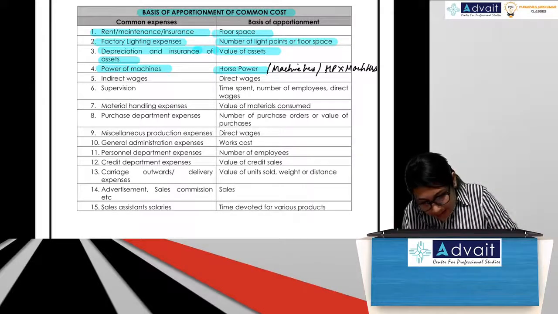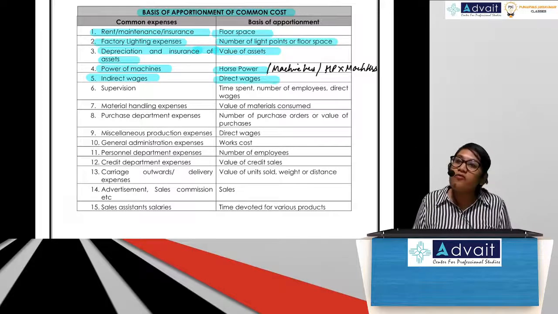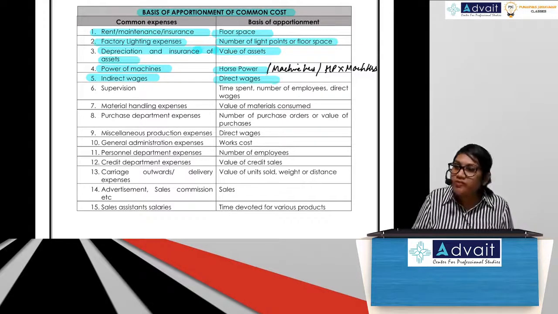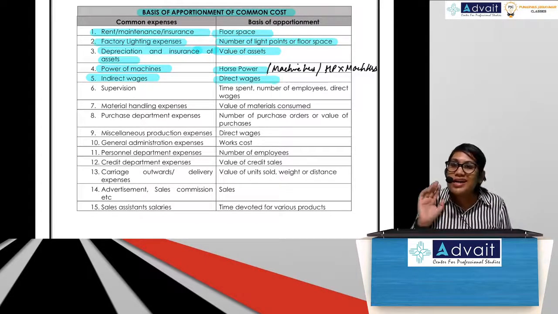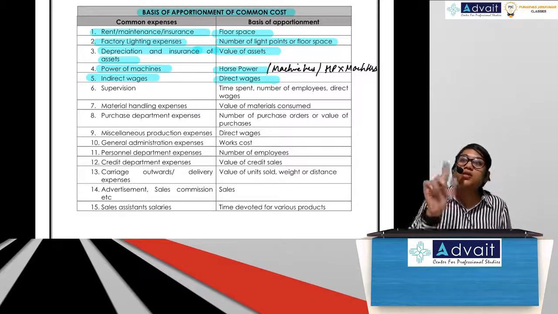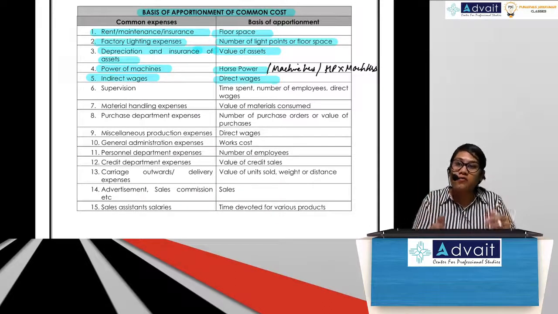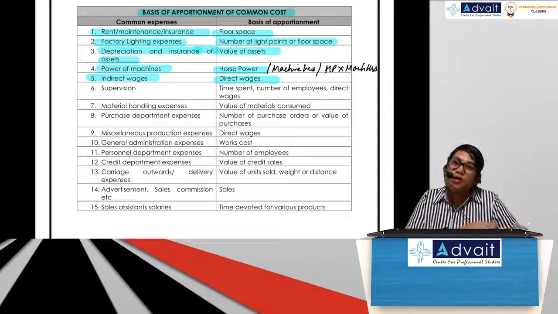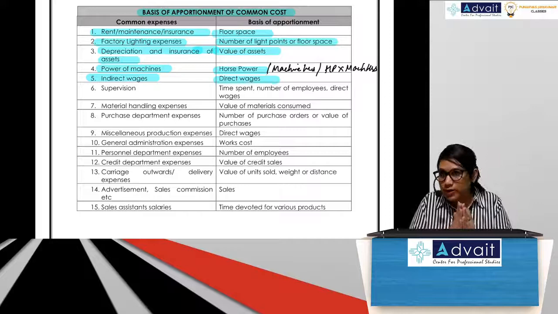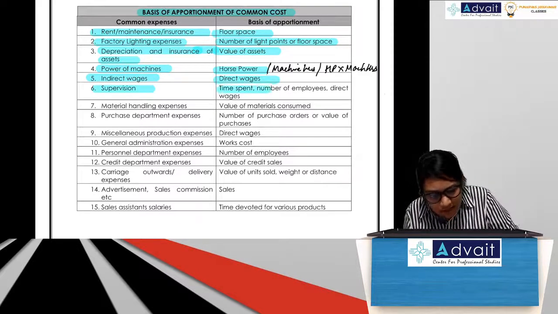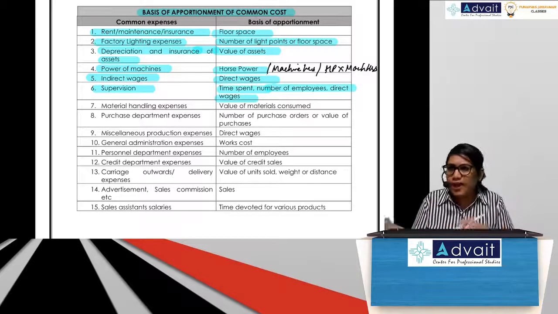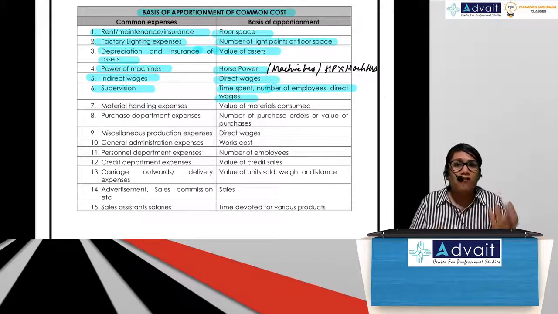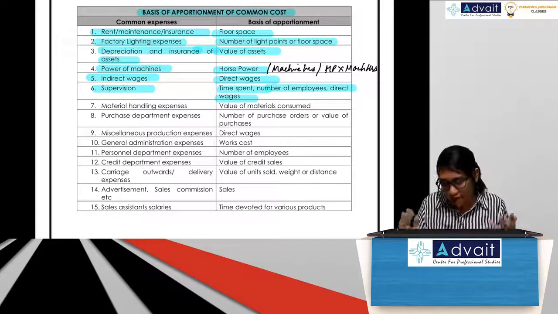Indirect wages divided on the basis of direct wages. If you see on the left hand side, all the expenses are indirect expenses, which means overheads. And these overheads, the amounts are estimated, which have to be divided between my production and service departments in the given ratio. So the ratio I have given is on the right side. You will have to figure this out depending on what they have given in the question. Supervision: time spent, number of employees, direct wages. If time spent is not given, look at number of employees. If number of employees is not given, look at direct wages.